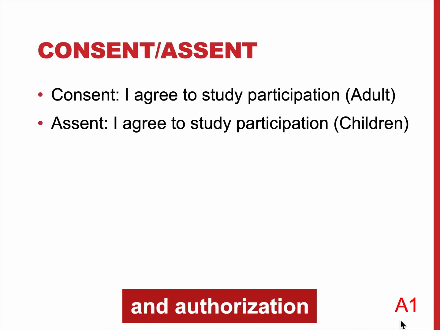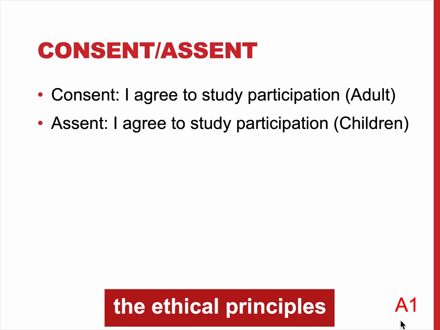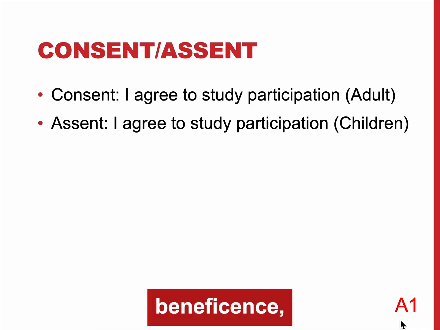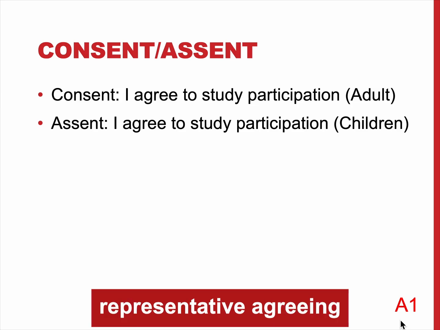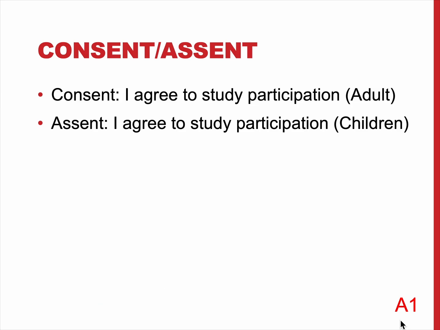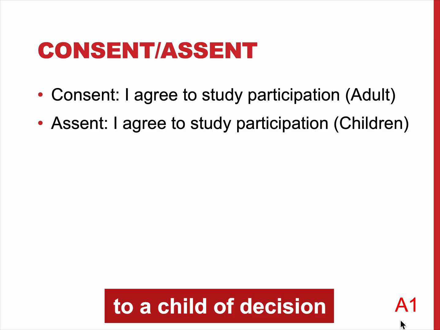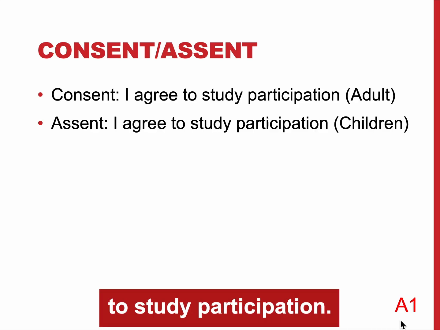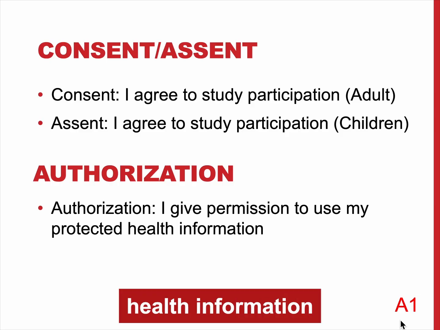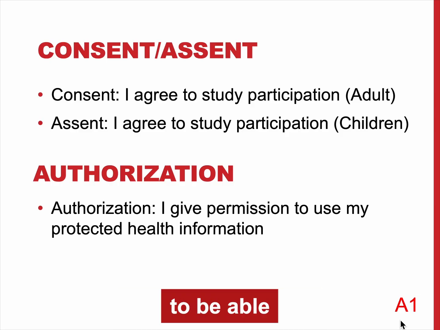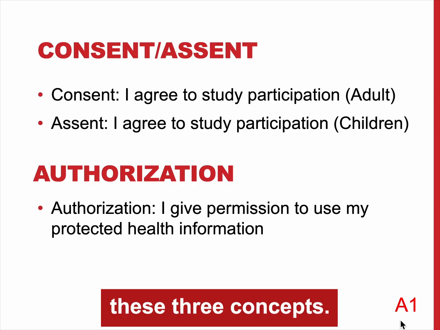The consent and authorization process embody the ethical principles of respect for persons, beneficence, non-malfeasance, and justice. Consent refers to an adult or a legal representative agreeing to study participation. Assent refers to a child of decision-making age agreeing to study participation. Authorization refers to permission to collect protected health information. It is very important to be able to distinguish these three concepts.